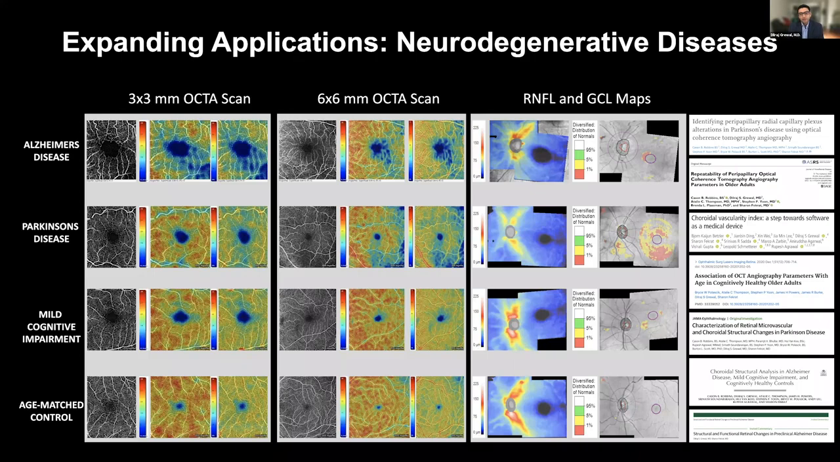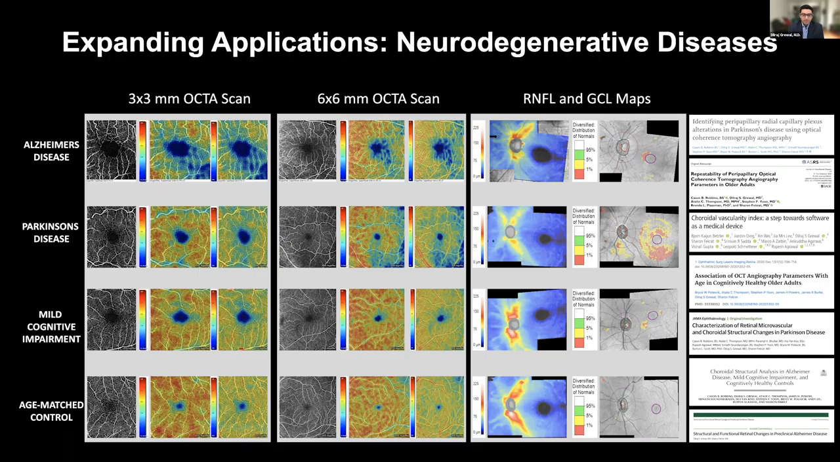And finally, I would like to talk about the applications of high-resolution OCT and OCT-A beyond just retina. The retina is a window to the brain, and there are applications in neurodegenerative diseases which we are just beginning to explore. So you can see here, there are 3x3, 6x6 millimeter OCT-A scans, retinal nerve fiber layer, and ganglion cell layer thickness maps. And you can see that they're subjects with Alzheimer's disease, Parkinson's disease, mild cognitive impairment, and an age-matched control.